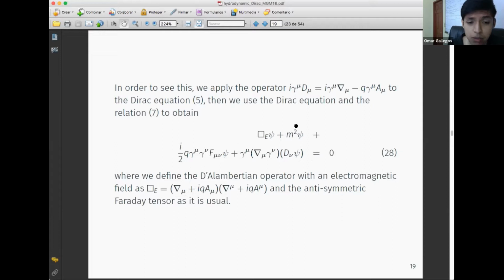In this equation, we can observe that the first line is the Klein-Gordon equation, but in this case for the spinor, and two extra terms. This is related to the electromagnetic interaction. And in this case, the last term is the most important for our description, because we don't obtain this term if we consider a flat spacetime or if we consider a system without spin.